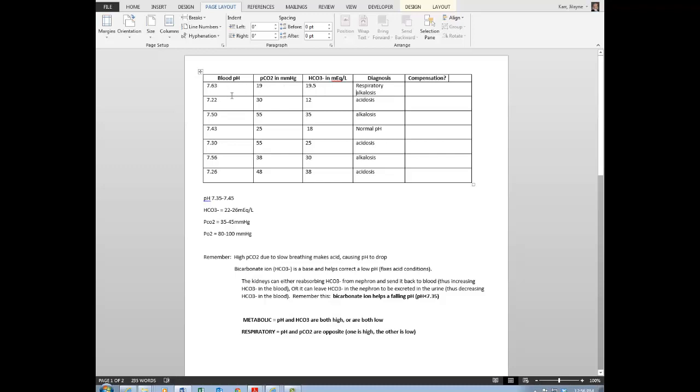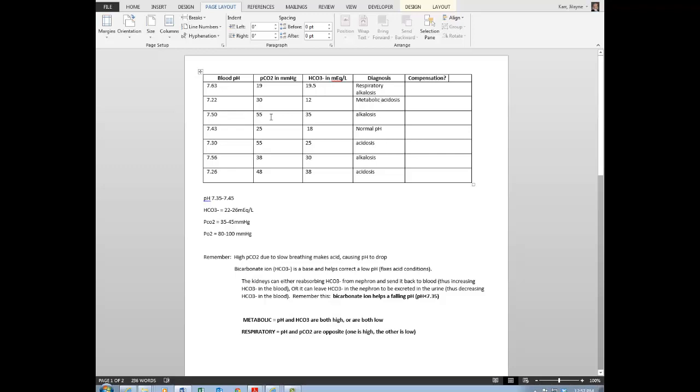So here I have a low PCO2 and a low pH, so I know it's not respiratory. Therefore, if it's not respiratory, it must be metabolic. And I know it's metabolic because I have a low bicarbonate ion and I have a low blood pH. And like I said, if you look at the bottom here, for metabolic, if both the pH and the bicarbonate ion are related in that they're both high or both low, I know I have a metabolic situation going on. Again, when one is high and the other is low, when I'm comparing these two values, I know it's respiratory.